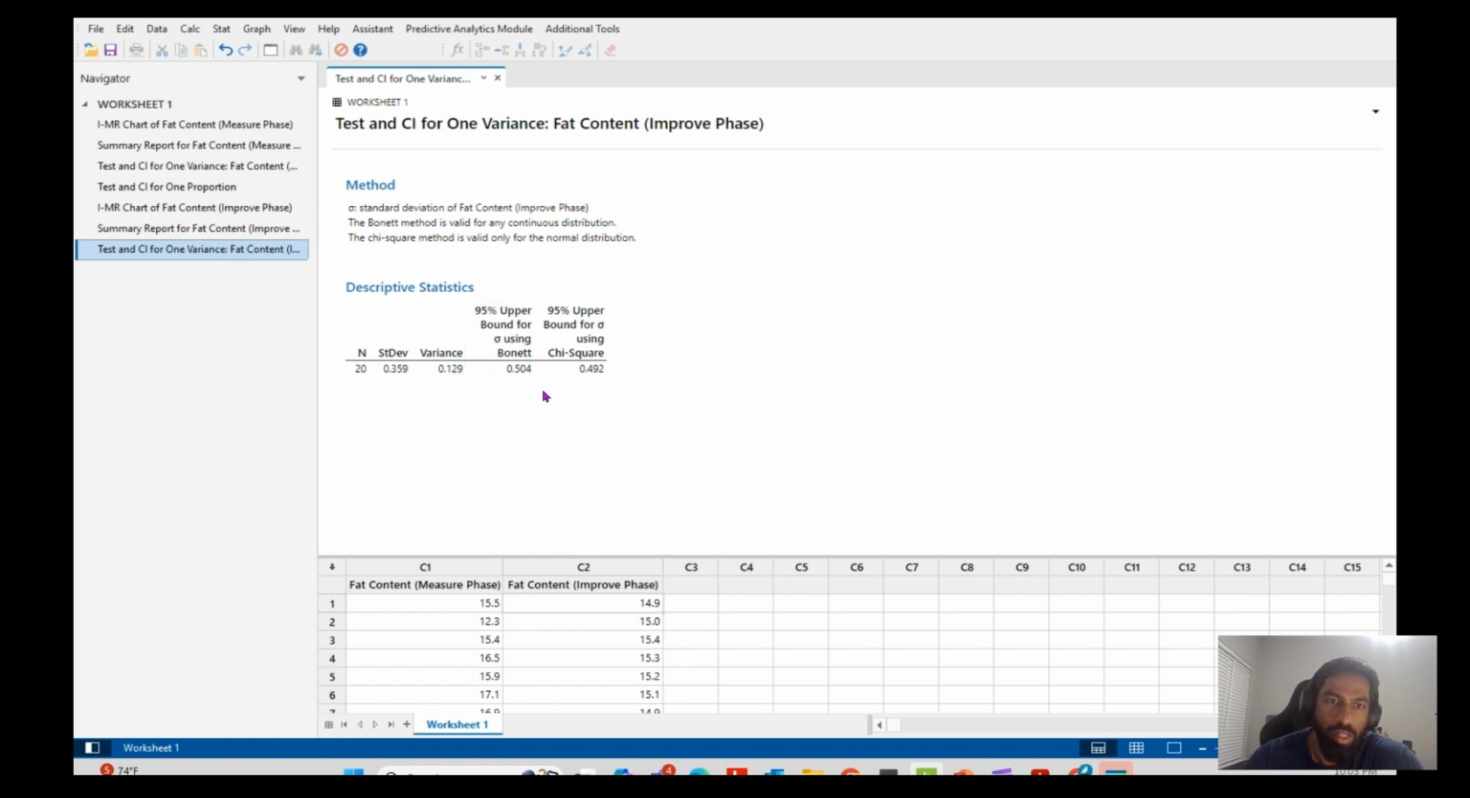So, according to the one variance test, the 95% upper bound for the standard deviation using the Bonett test is 0.5, using the chi-square test is 0.49, and the standard deviation is somewhere at 0.35. So, those are all well within 1 gram. So, it looks like the improvement is working and we are getting standard deviations less than 1 gram.